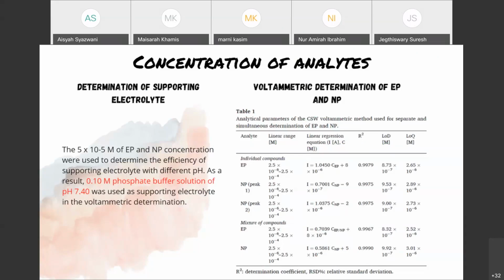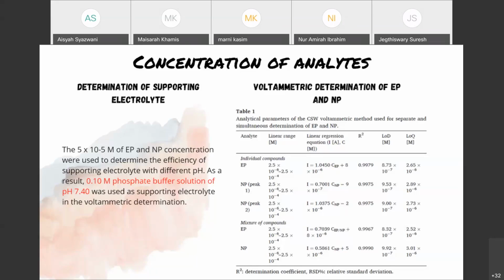Okay, 5 to the power of -5 molar of epinephrine and norepinephrine concentration were used to determine the efficiency of supporting electrolyte with different pH. As a result, 0.10 molar phosphate buffer solution of pH 7.40 was used as supporting electrolyte in the voltammetric determination. The second, voltammetric determination of epinephrine and norepinephrine.